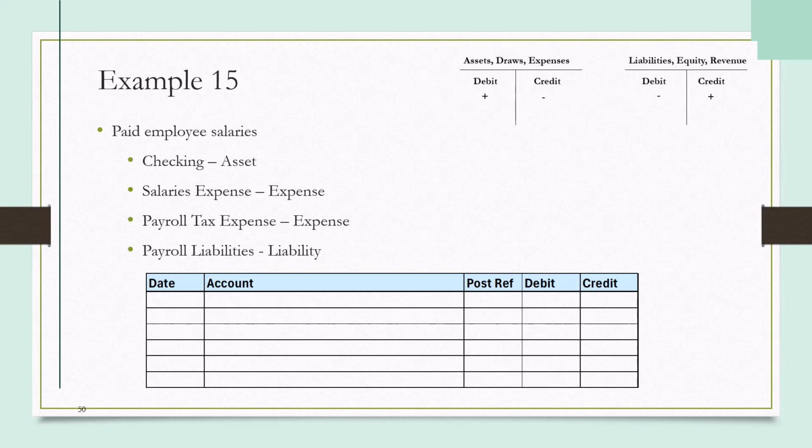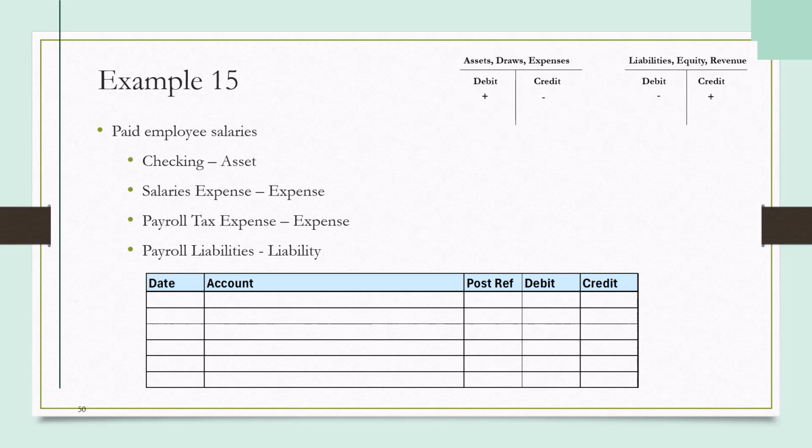In this example, they paid employee salaries, and salary entries, payroll entries can get fairly complicated. I do have some other videos about payroll journal entries that you could watch as well, but in this one, I wanted to keep it fairly simple for a payroll journal entry. In this example, there will be 4 accounts affected. First of all, the checking account for the net pay.